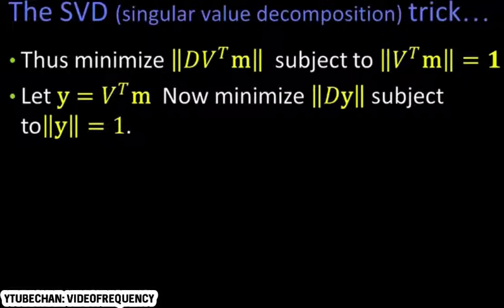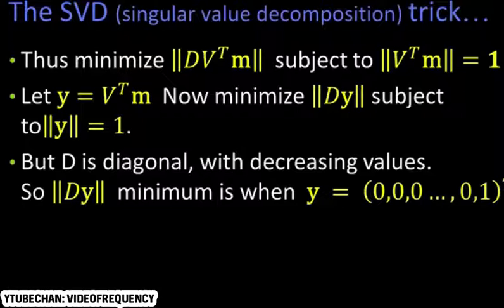Got it? Now you might ask, why are we doing that transformation? Here's why. It's going to let us do some very cool substitution. So we're minimizing D V transpose m. Let's do a substitution of y equals V transpose m. So now we're minimizing just D y subject to the magnitude of y equals 1, because V transpose m is y, and its magnitude has to be 1. So y is a unit vector.